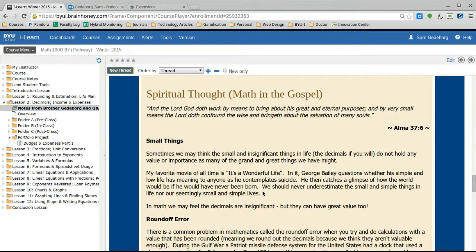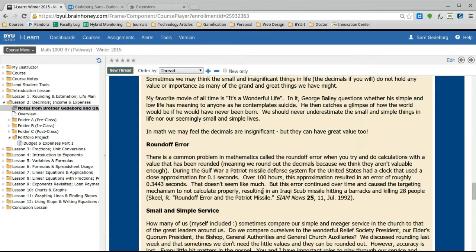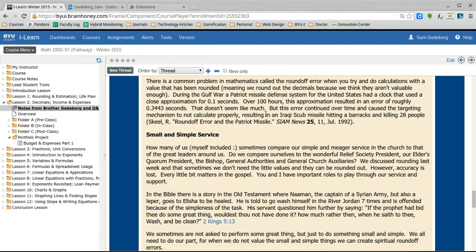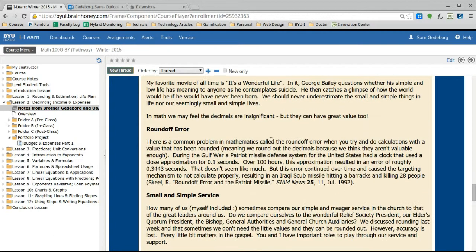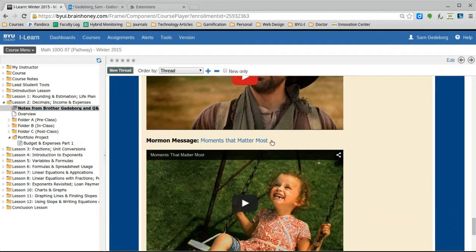And then after that, I do a little spiritual thought. In this case, I try to relate it to the topic, talking about decimals and fractions. I talk about basically round-off errors and the small and simple things in service. And so that puts a little more of a message in there.